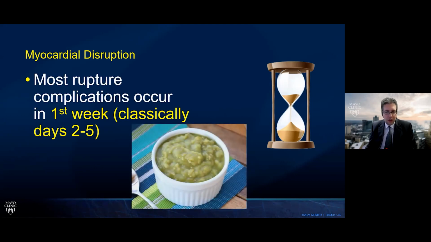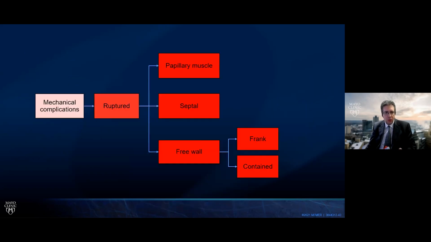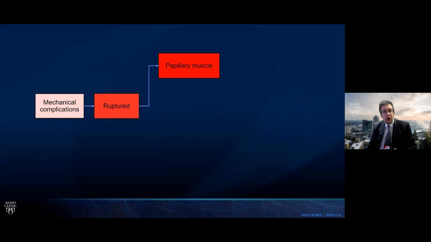My pathology colleagues tell me this is when the myocardium looks like mushed peas, as all the granulocytes are distributing within the myocardium. You lose structural integrity of that myocardial wall, and it's ripe for myocardial complications of rupture. We said we can divide these into different groups. Let's start by talking about papillary muscle rupture.